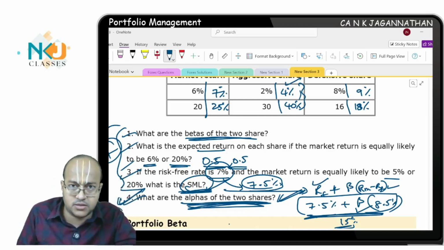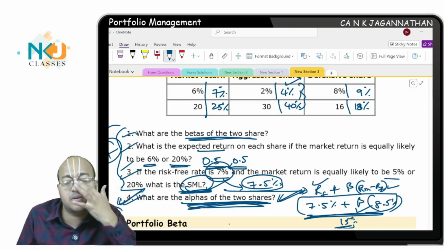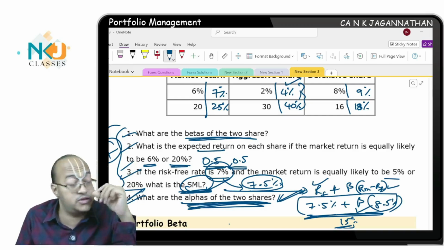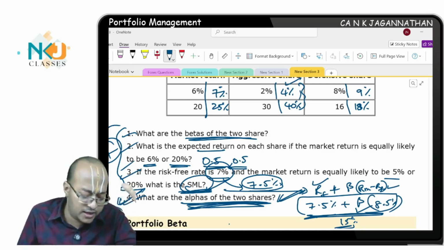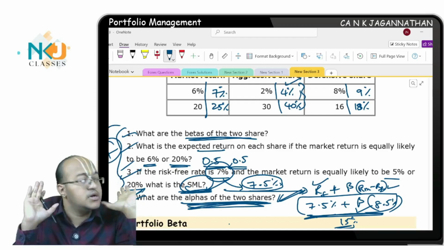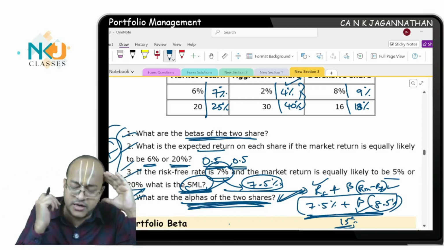And I don't know when this will be getting corrected, but the answer should be Jensen's alpha. They should solve using Jensen's alpha. They have taken the Sharpe single index model to solve the alpha. Anyway, this is the situation. I have given you the segregation. You can solve using alpha, single index model, no issue.